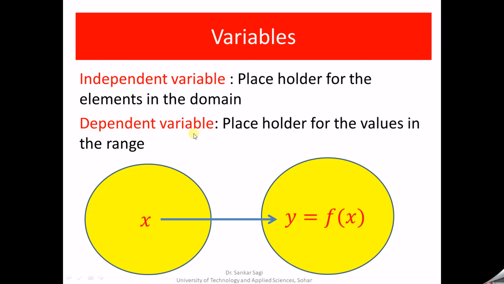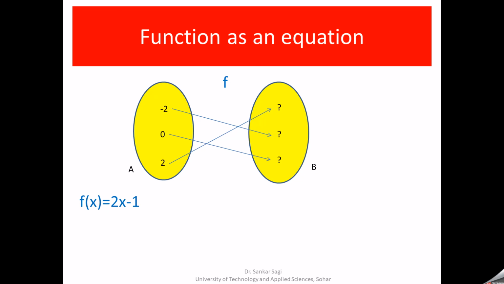So again, let me repeat, x is the representative of values in the domain, and this x is called the independent variable, and y is the representative of values in the range. Range means the images set, and this representative of images is called the dependent variable. Here we take y as the dependent variable.